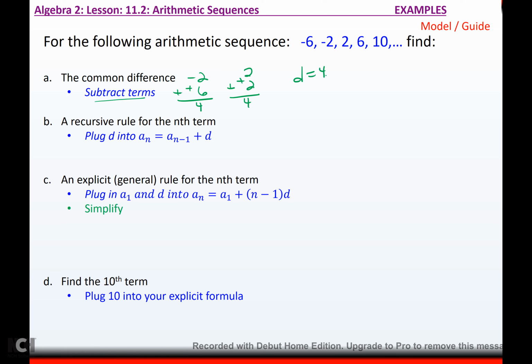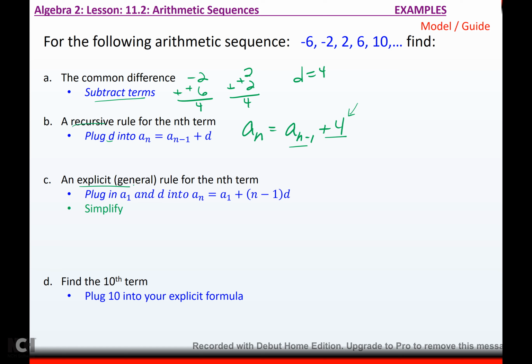Okay, they want me to find a recursive rule for the nth term. Okay, so I'm going to plug d into this, and I would get my a sub n is a sub n minus 1 plus 4. In other words, the common difference is 4. To continue the sequence, you add 4 to the previous term, and you keep going. That's your recursive rule.